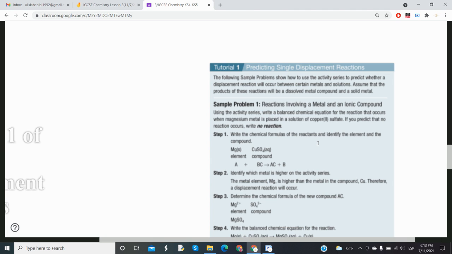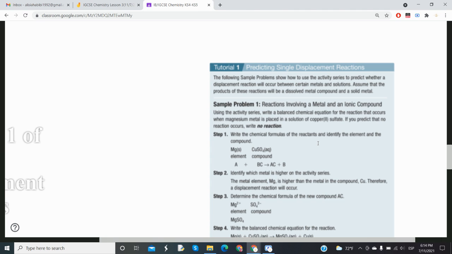So using the activity series, you need to write a balanced chemical equation for the reaction that occurs. This is sample problem 1, as you can read here. It says that you need to write a balanced chemical equation for the reaction that occurs when magnesium metal is placed in a solution of copper 2 sulfate. If you predict that no reaction would occur, then you should write no reaction.